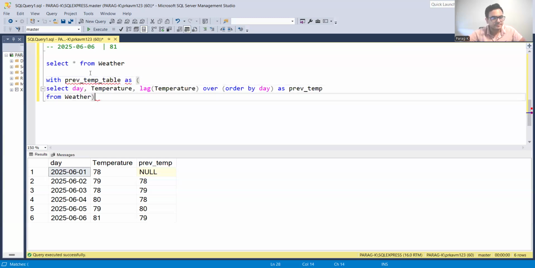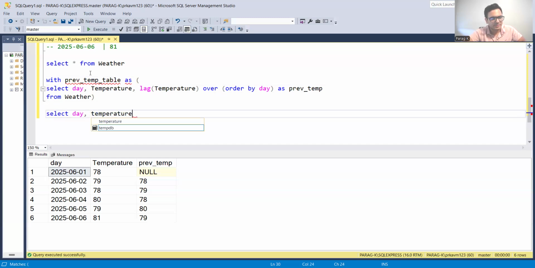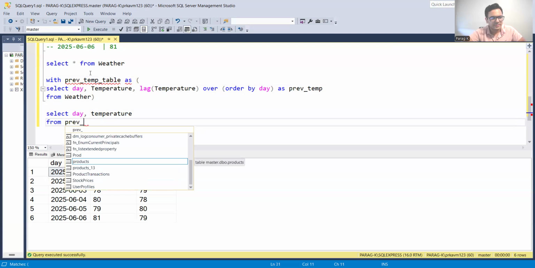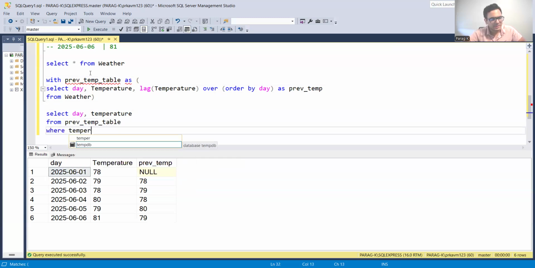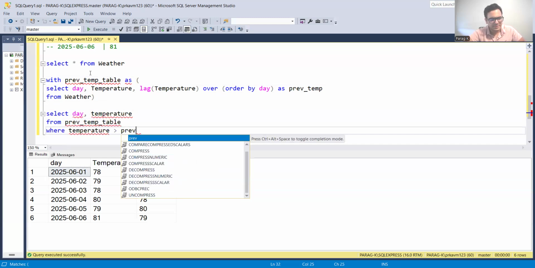Temp table as this. Okay. And I'm going to do select day, temperature from prev temp table where temperature is greater than prev temp.